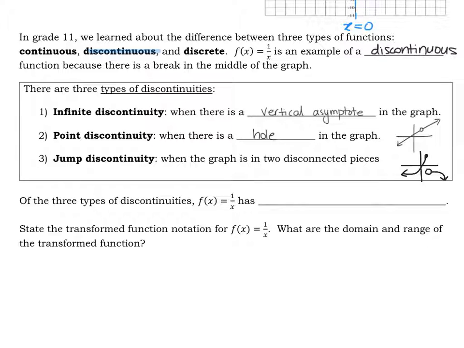Based off of the definitions of the 3 types of discontinuities, we can conclude that f of x equals 1 over x has an infinite discontinuity because it has a vertical asymptote.